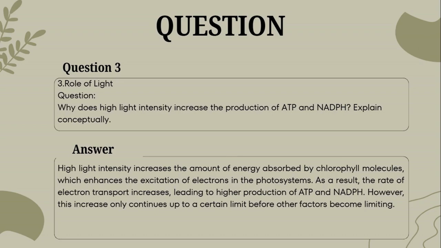The next question about role of light. Why does high light intensity increase the production of ATP and NADPH? Explain conceptually. High light intensity increases the amount of energy absorbed by chlorophyll molecules, which enhances the excitation of electrons in the photosystem. As a result, the rate of electron transport increases, leading to higher production of ATP and NADPH. However, this increase only continues up to a certain limit before other factors become limiting.